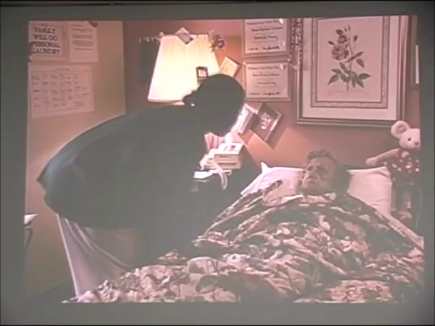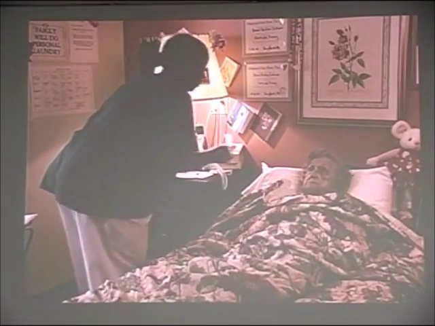Someone else may step in to make decisions on the resident's behalf, for example, under a healthcare durable power of attorney. But whether there's a resident representative or not, the person's rights are still protected.